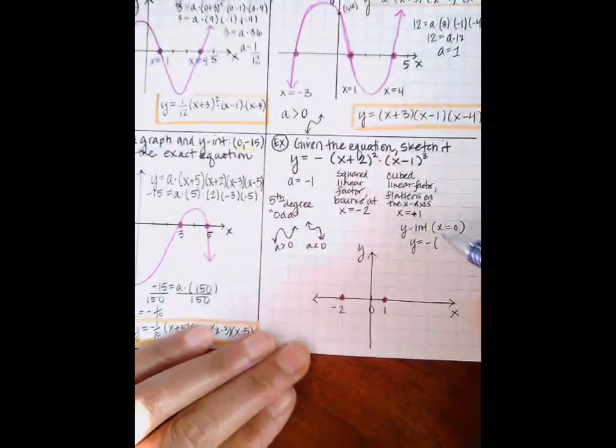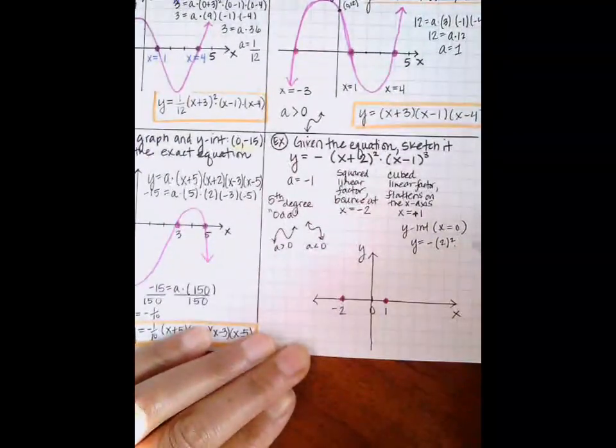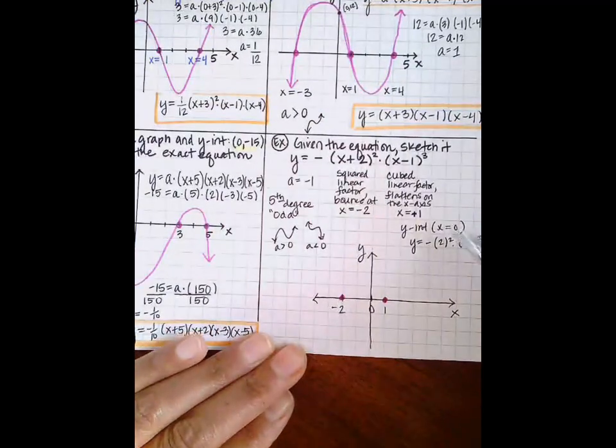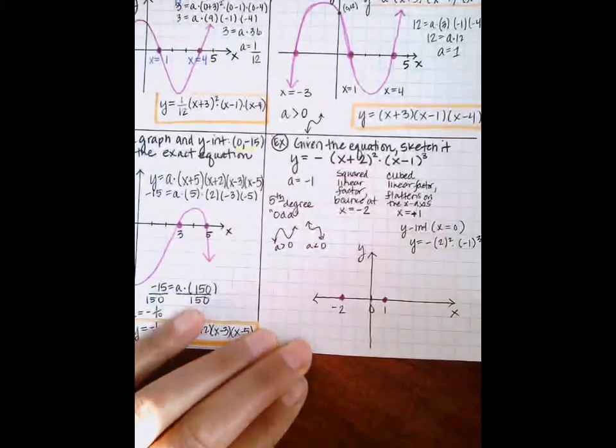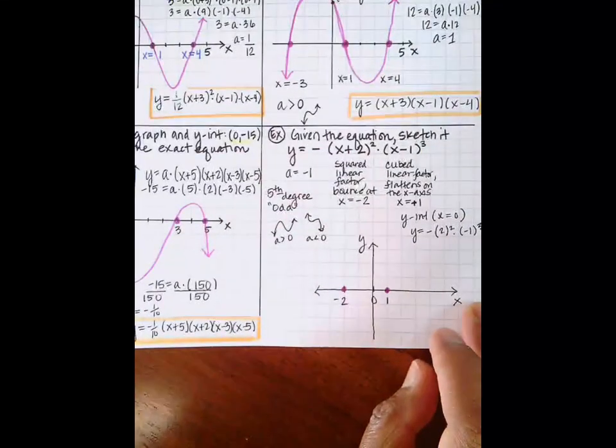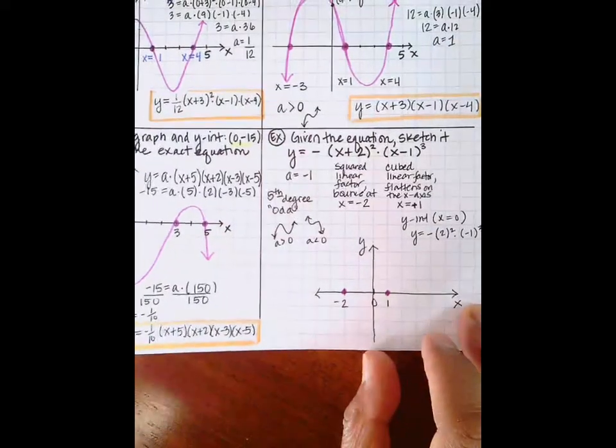And then I've got 2 squared, and then I've also got negative 1 cubed. Again, when I substitute in 0, I don't really have to write that. That's pretty much implied. But that negative, or anytime there is a stretch factor, will impact that y-intercept. So make sure to not drop that.